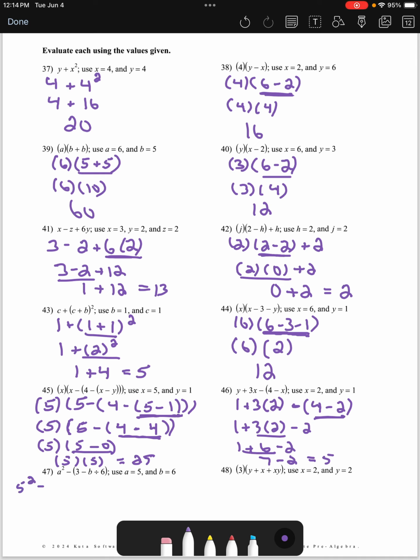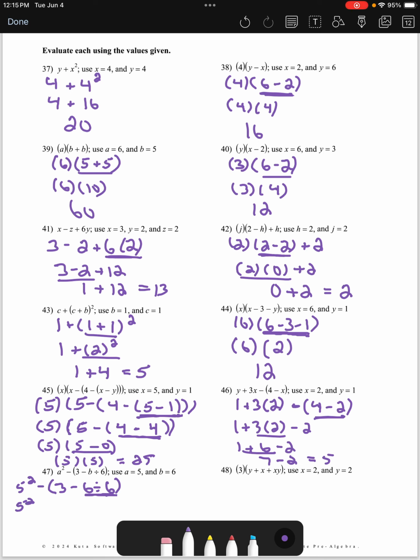For 47, we have 5 to the second power minus, in parentheses, 3 minus 6 divided by 6. So we've got a couple things to do inside these parentheses. And you'll have to bear with me when we get to the end of a document for the notes. I have to work around this dock at the bottom that has my drawing tools. So I'm going to have to work off to the left and then on 48 off to the right. I will do my best to make this fit and not look too bad.